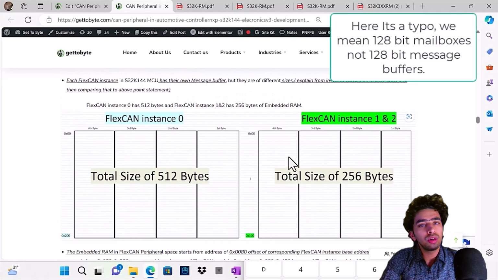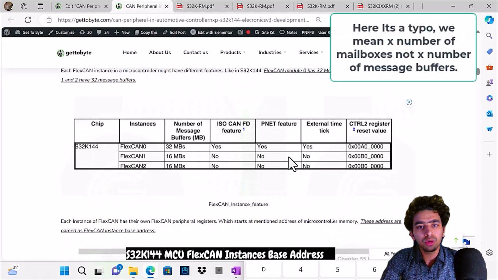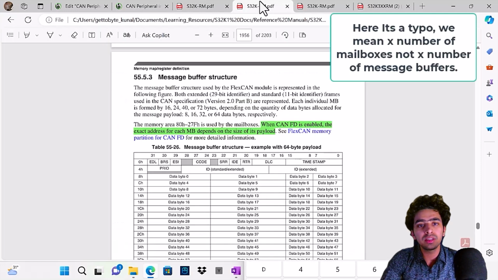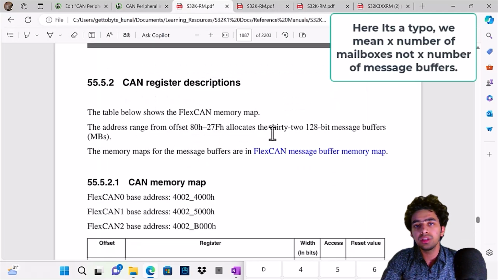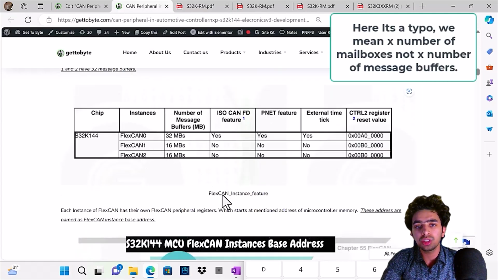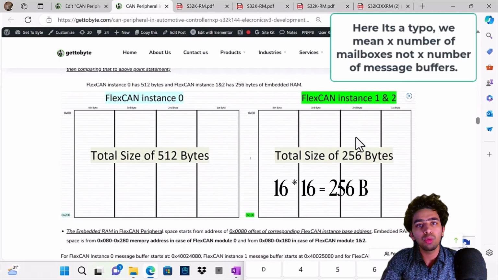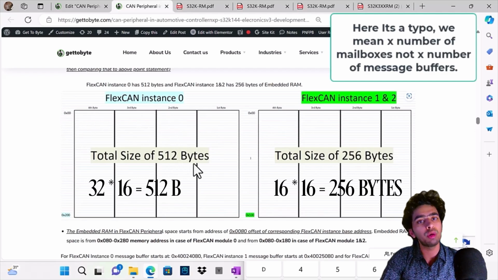Now, as told above, each instance has a different number of message buffers. So FlexCAN 1 and 2 have 16 message buffers. So in that case, for FlexCAN 1 and 2, we will have 16 into 16, that is 256 bytes of message buffer space, whereas FlexCAN 0, which can incorporate 32 message buffers, has 32 into 16 equals 512 bytes.